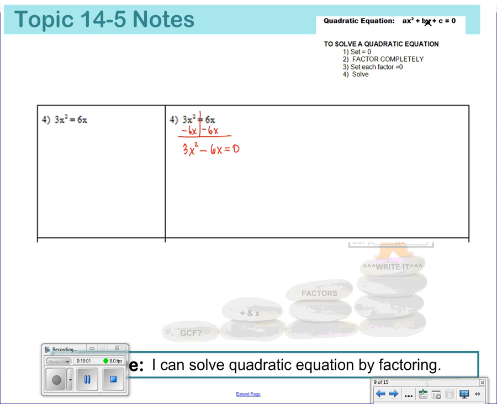So we took care of step 1. Step 2 is factor completely. To factor completely, first thing we look for, what's the GCF? I'm going to look. I see, hey, I do have a 3. And 3 does go into 6. So I do have 3 as a GCF.